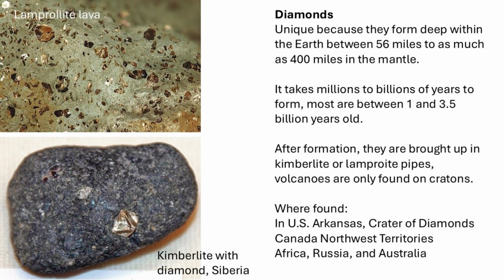Diamonds are a little bit different than the other rocks and minerals that we've been talking about because they are deposited in a two-step process. So diamonds, naturally occurring, form very, very deep within the mantle of the earth, somewhere between 56 miles to as much as 400 miles underneath the surface of the earth.